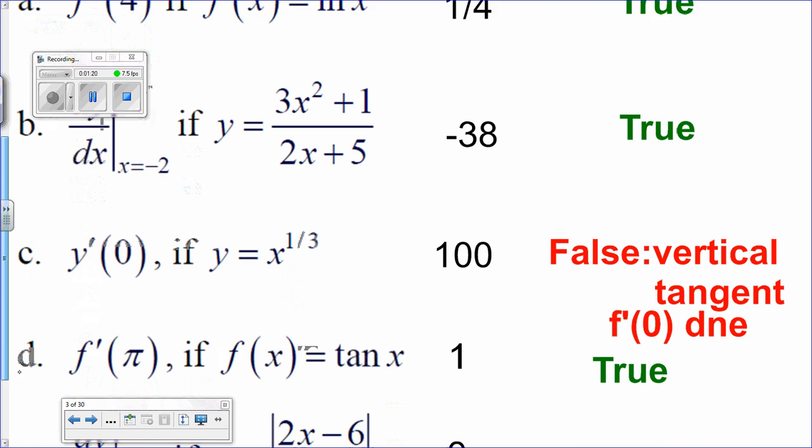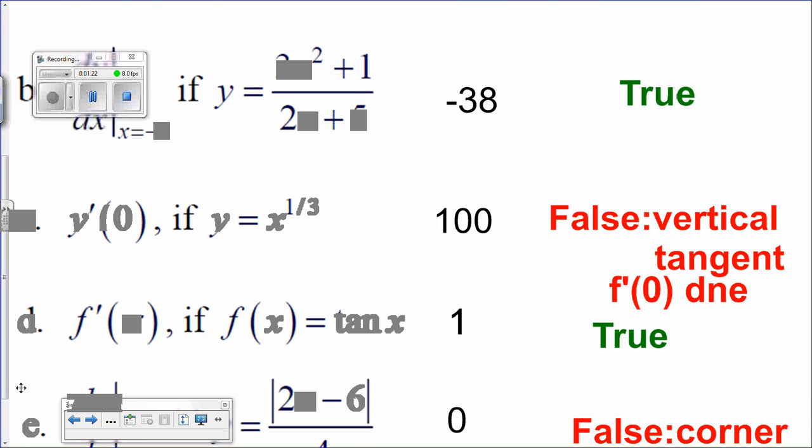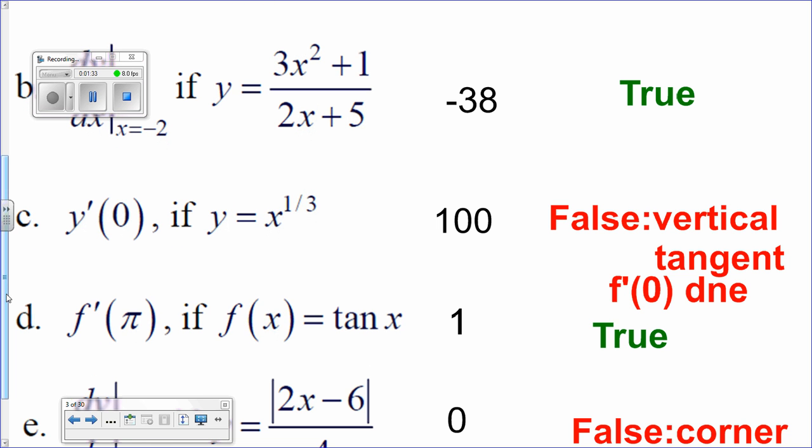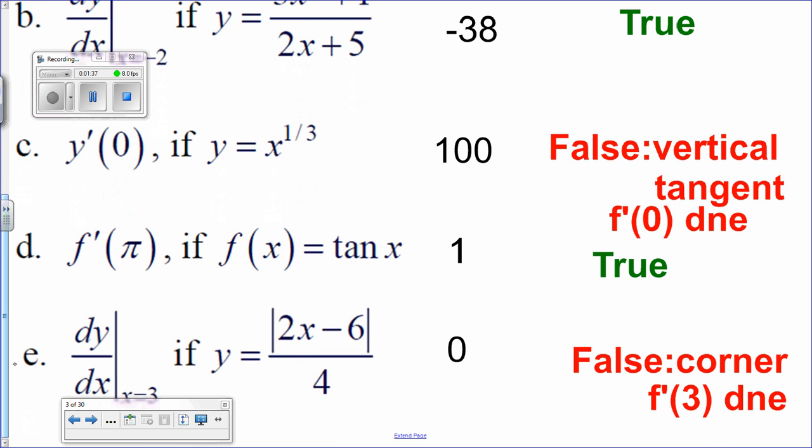Same with B. But C, if you look at y equals the cube root of x at 0, you'll see there's a vertical tangent there. So you don't trust the value that the calculator gave you. Tan x is fine at pi. You might be thinking pi over 2, but it was at pi. And E, there is a corner at x equals 3, so do not believe that the derivative of this function at 3 is 0. That's false.